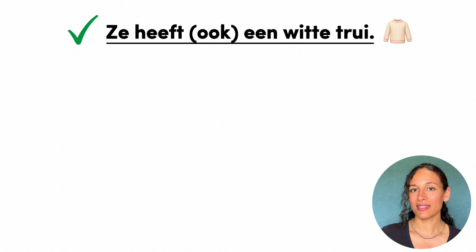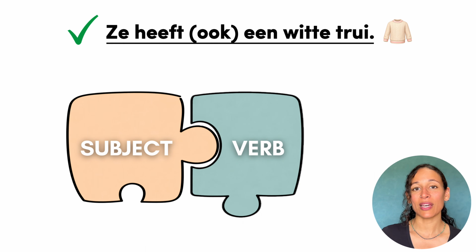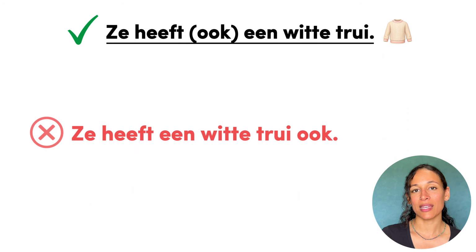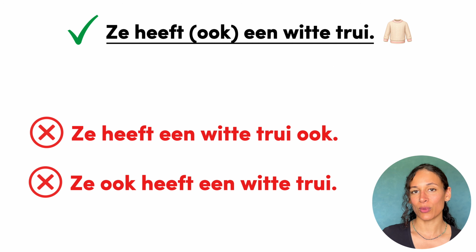De tweede tip, remember that the examiners are quite flexible about how you put your sentence together, as long as it remains understandable. What they're not flexible about, though, are your subject and your verb. Let's look at 2 grammatically incorrect sentences to explain this further. Ze heeft een witte trui ook, and ze ook heeft een witte trui. Can you guess which one of these 2 sentences would not be accepted? If you guessed ze ook heeft een witte trui, then you're correct.